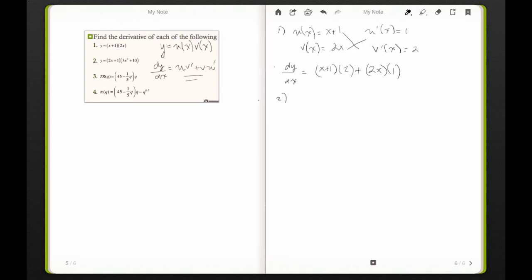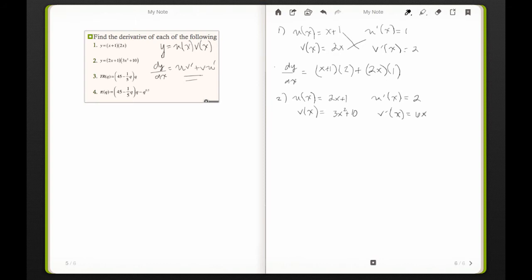y equals (2x plus 1) times (3x squared plus 10). In this case, that first function is going to be 2x plus 1. The second function is going to be 3x squared plus 10. So then I know that u prime of x is equal to 2, and v prime of x is equal to 6x.